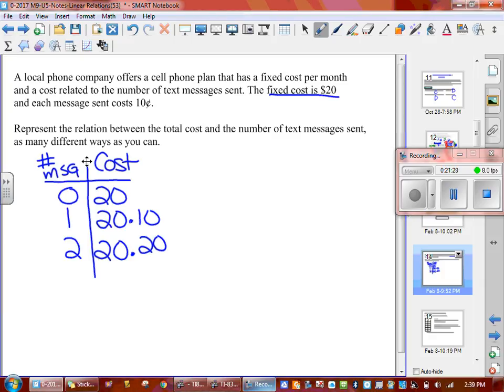We can also relate it going by an equation. So if we said our fixed cost is $20, we have to add 10 cents. How do I write 10 cents in terms of dollars? 0.1.